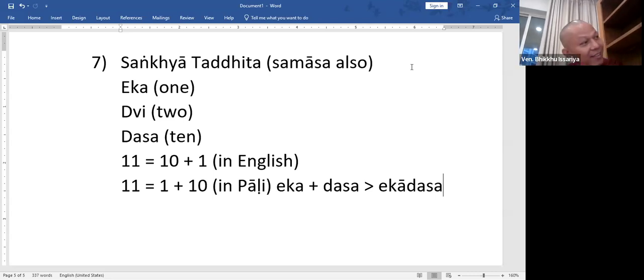So for number 7, Sankhya Taddhita, the example here is about numbers, but does this apply to words or any other way to use it? No, that is called Sankhya. Sankhya means number, counting, in Pali.